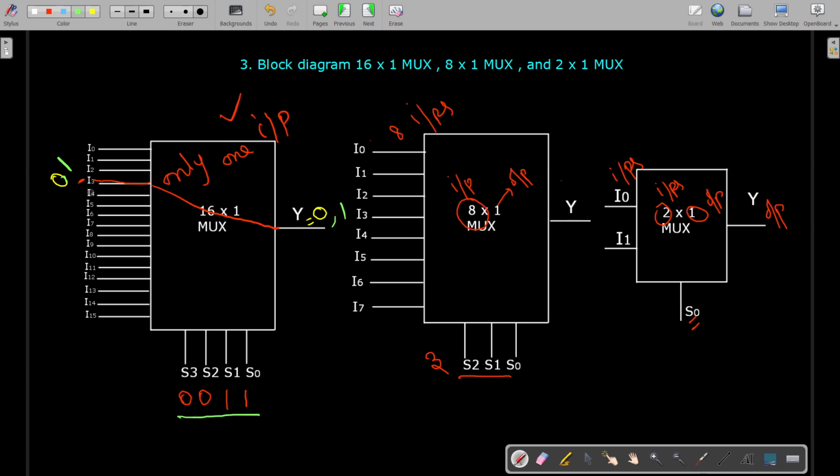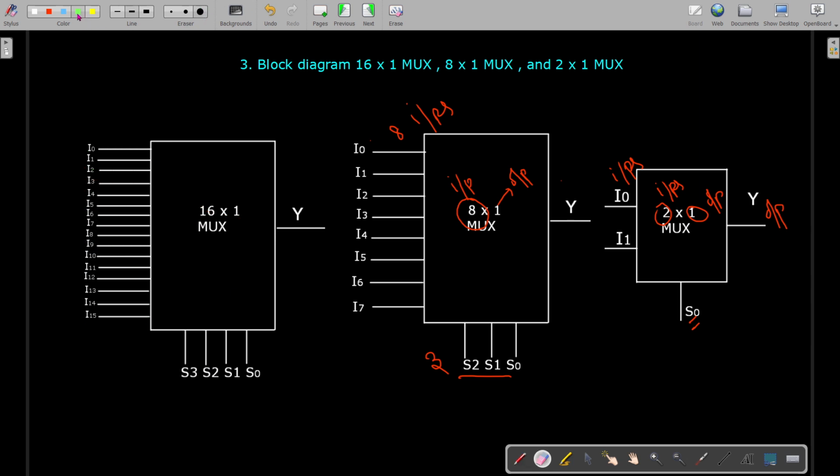So all other remaining input lines, I4 to I15 and I0 to I2, will not be connected and that data will not be transferred. Only this I3 line will be selected.